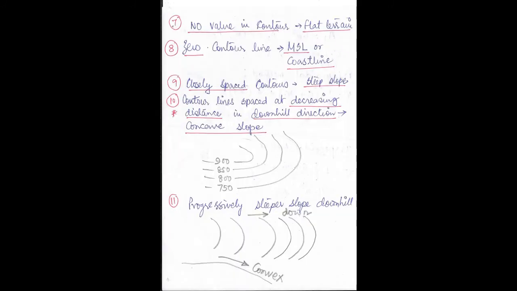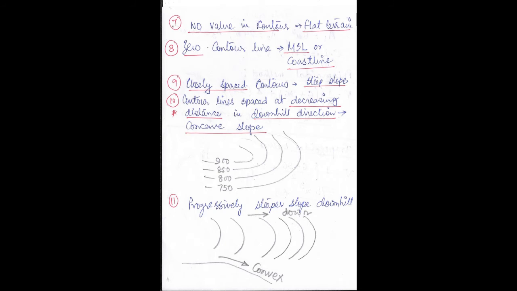Next point, no value in contour means it is a flat terrain. If there is no value mentioned in the contour, it is a flat terrain. Number 8, if there is a zero contour line, it represents the mean sea level, that is MSL or coastline. Point number 9, if the contours are closely spaced, it represents a steep slope. Number 10, contour lines spaced at decreasing distance in the downhill direction represent a concave slope.